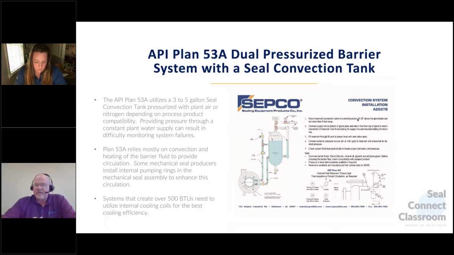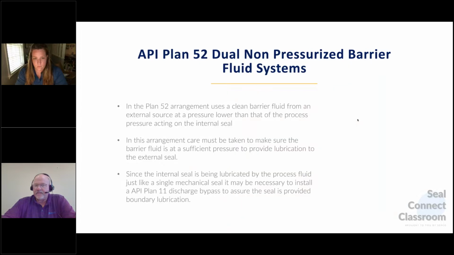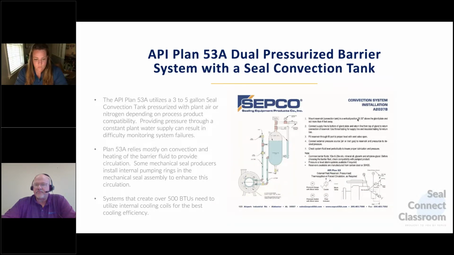So always, if you think you're generating too many BTUs and heat within the seal and the process on the discharge side, always use a tank that's got coils in it and cool the fluid in the tank down to get it to circulate correctly. And placement of the tank: the tank needs to be placed in the vicinity of the center line of the shaft.